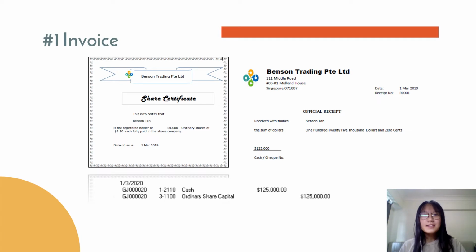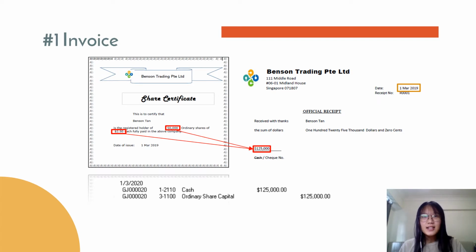Let's begin with an example of the share certificate, which states that 50,000 ordinary shares of $2.50 each has been fully paid to Benson Trading on 1st March 2020. The value of the ordinary share will be $125,000. Hence, both the cash and the ordinary share capital accounts will increase by $125,000.